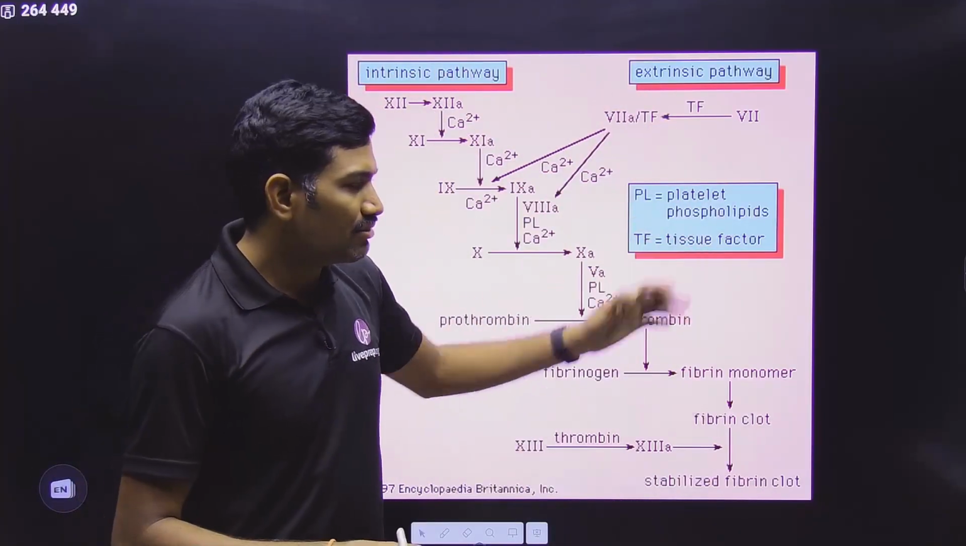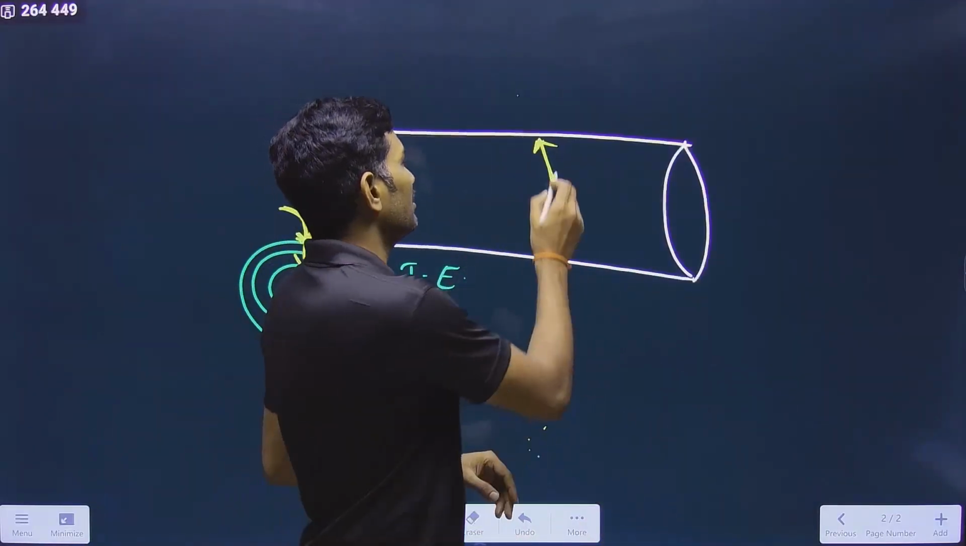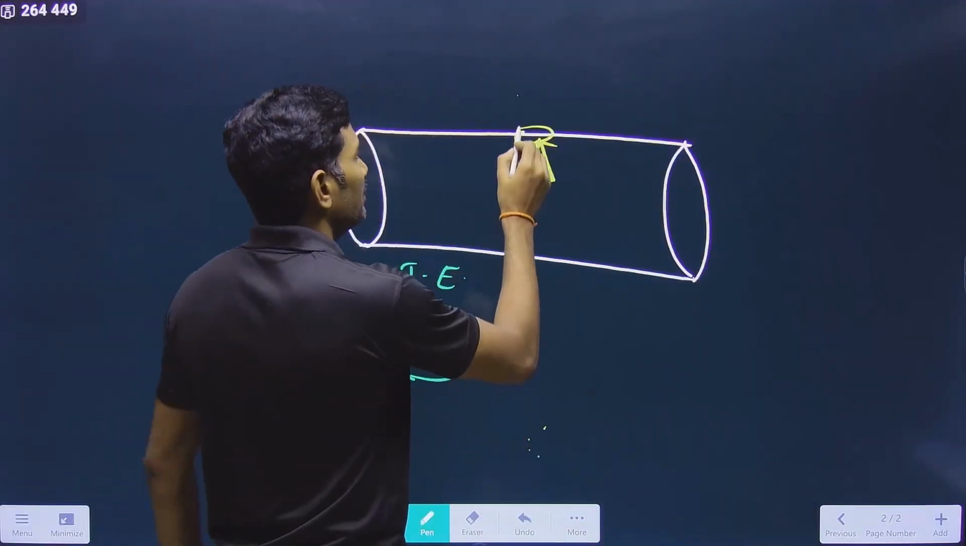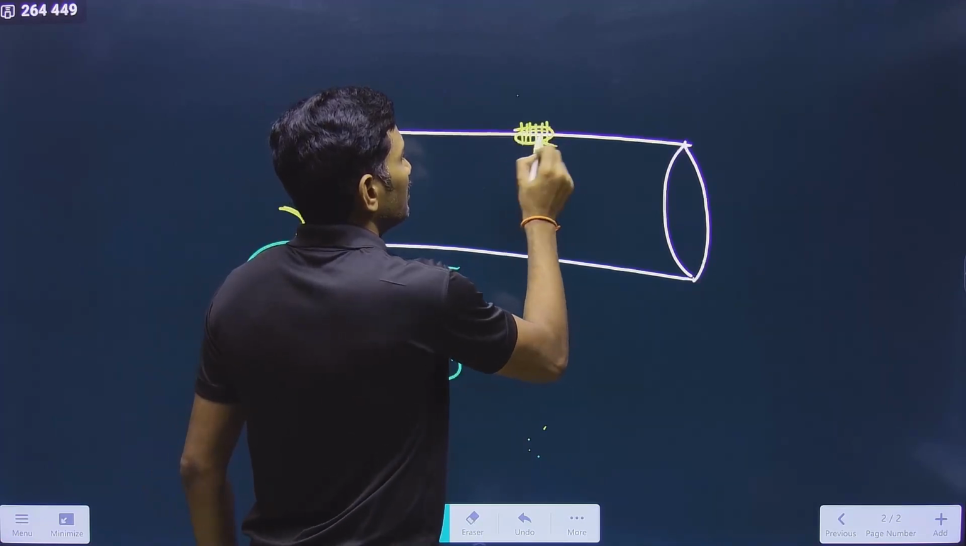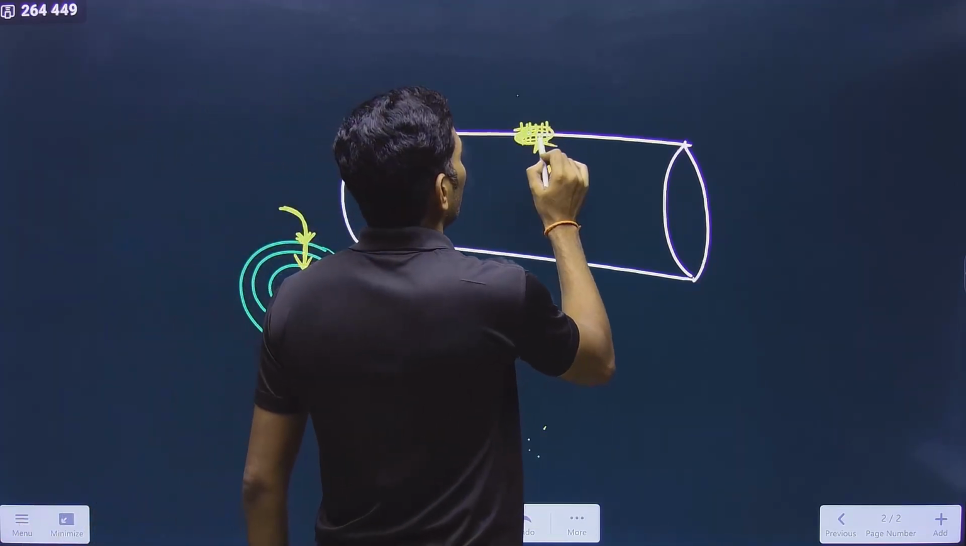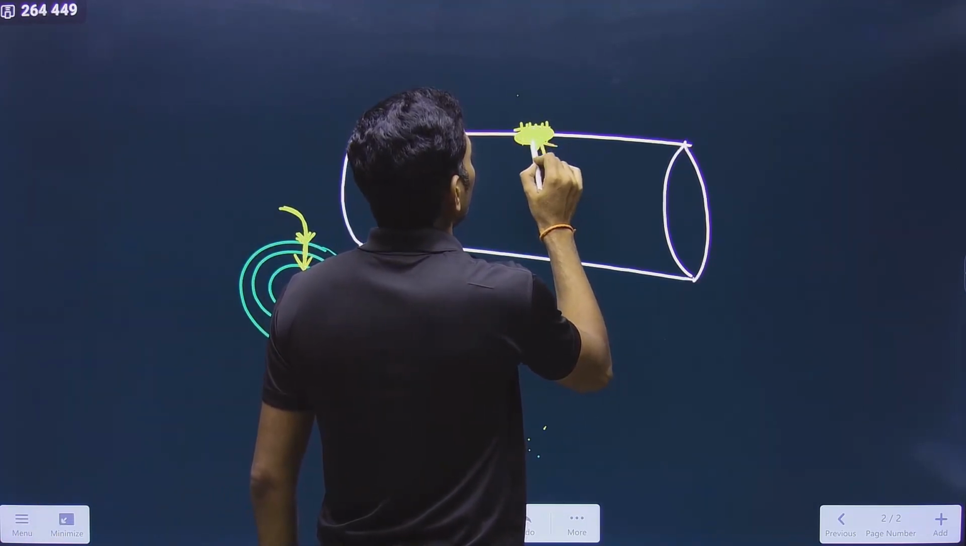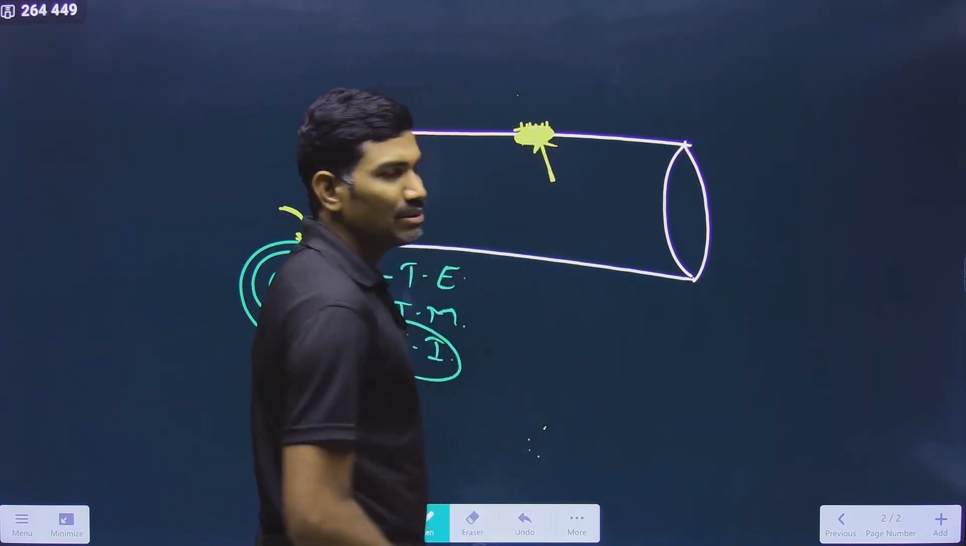So in this way, whatever damage has happened to the blood vessel, there is a damage happened here, right? Now here what is happening? Fibrin is making this mesh, and to this mesh blood cells are coming and attaching, and they are completely closing this particular damaged portion.